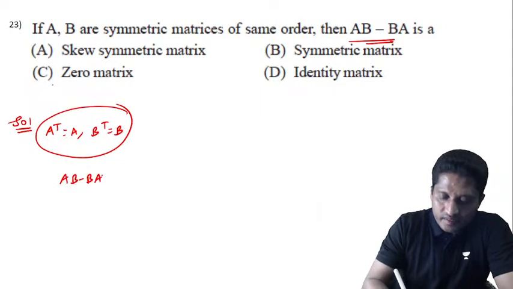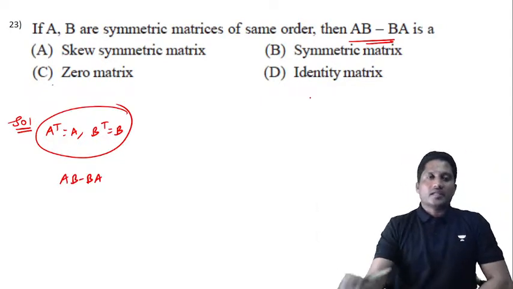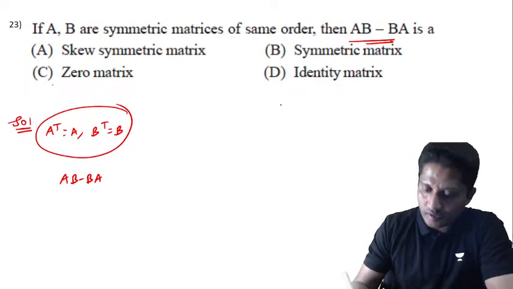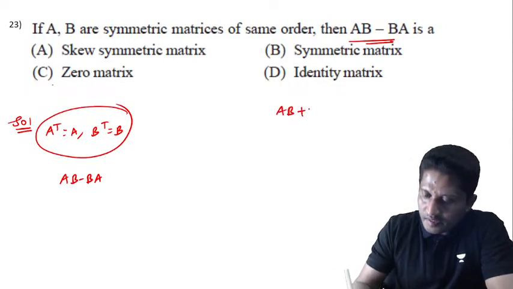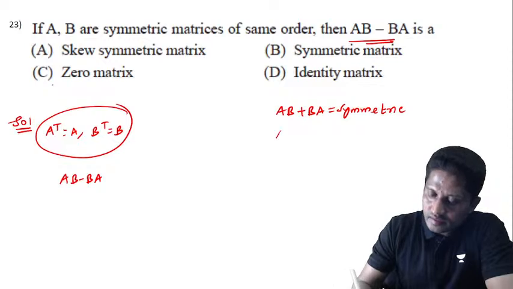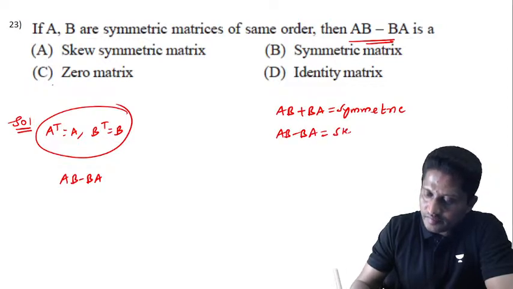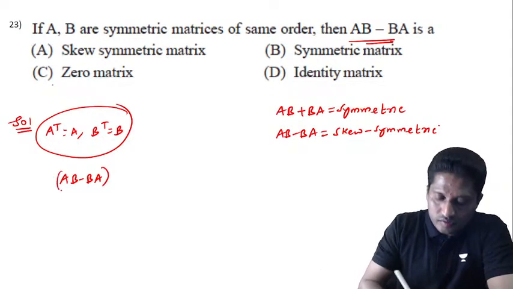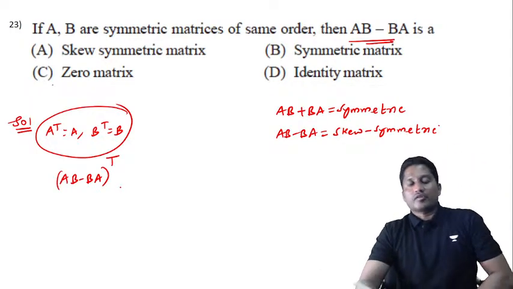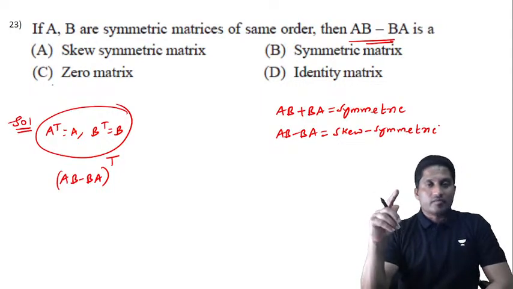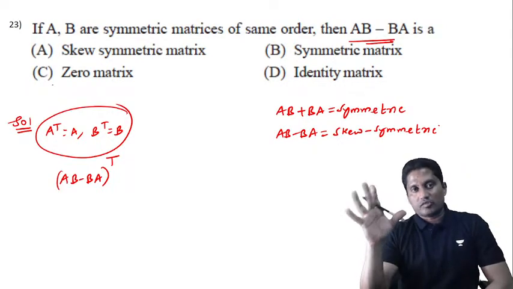AB minus BA, see actually it's a standard result that if A and B are symmetric matrices of same order, AB plus BA is symmetric and AB minus BA is skew symmetric. Right, so if it is equal to its own transpose, then it is symmetric. If it is equal to negative of its own transpose, then it is skew symmetric.